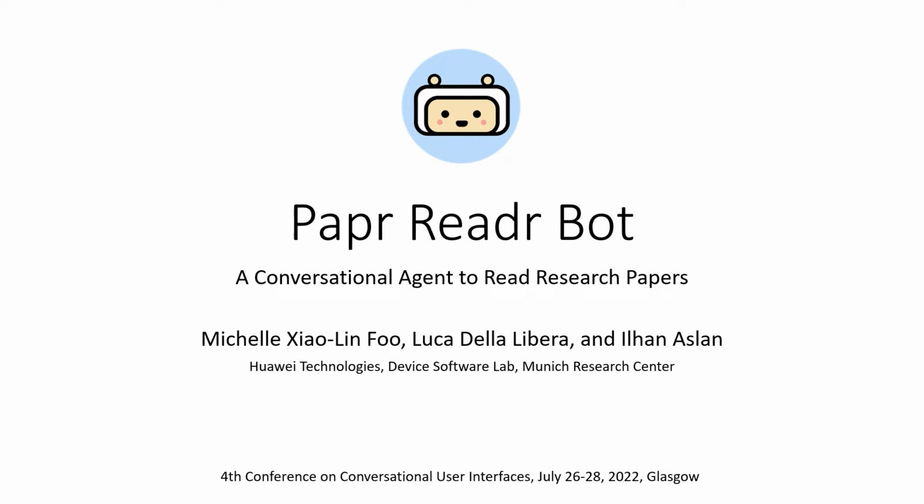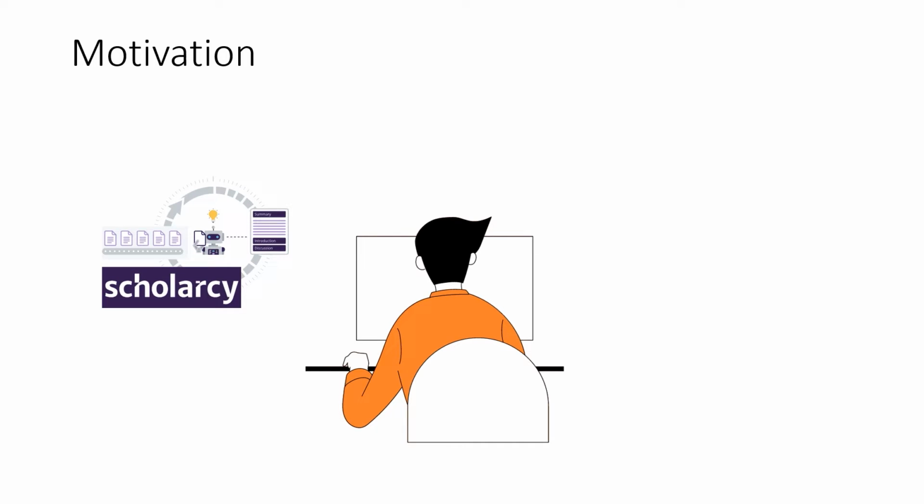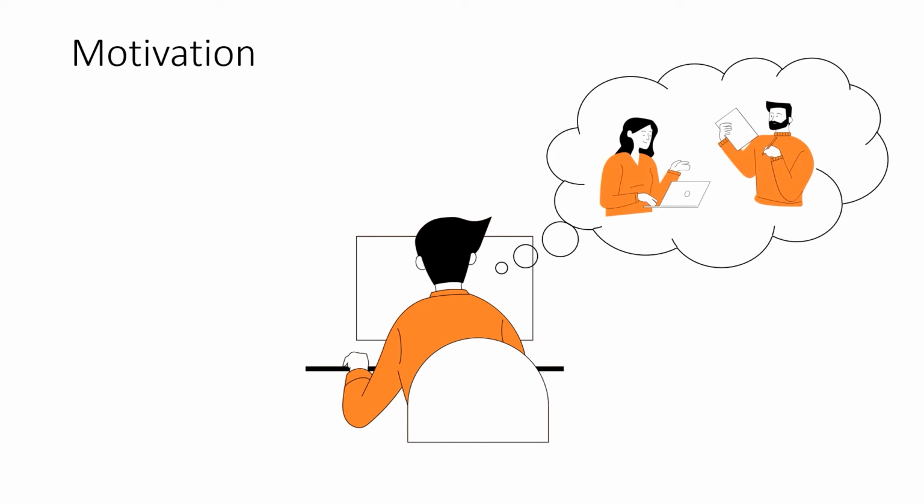Now I'm going to present to you our demo paper titled Paper Reader Bot, a conversational agent to read research papers. So what's the motivation behind our demo? Reading can be a tedious and lonely exercise. It is not surprising that commercial tools such as Scholarly exist to help with reading efficiency. However, interactions in the context of reading papers can be motivating and address potential issues related with prolonged loneliness.